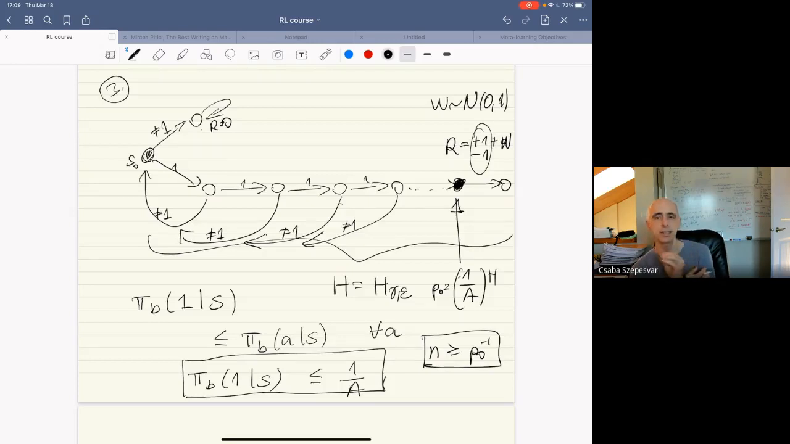And so from that, you can see that no algorithm will be able to tell whether it should go up or should go down from this initial state, unless the number of trajectories sampled is at least A to the power of h. So that's, again, heuristic reasoning, but you can firm it up. And it shows this exponential separation between sampling by controlling where to sample, but passively, versus sampling just by following policies.